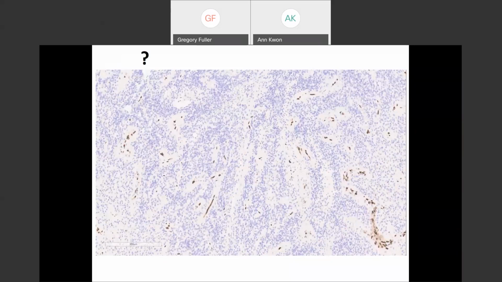The lecture was, why would I order an ERG or a CD34 or any other endothelial marker on a tumor that I already know is an ependymoma? I suspect it from the imaging, and I know it from the perivascular pseudorosette. Why would I order that? To look for vascular proliferation?